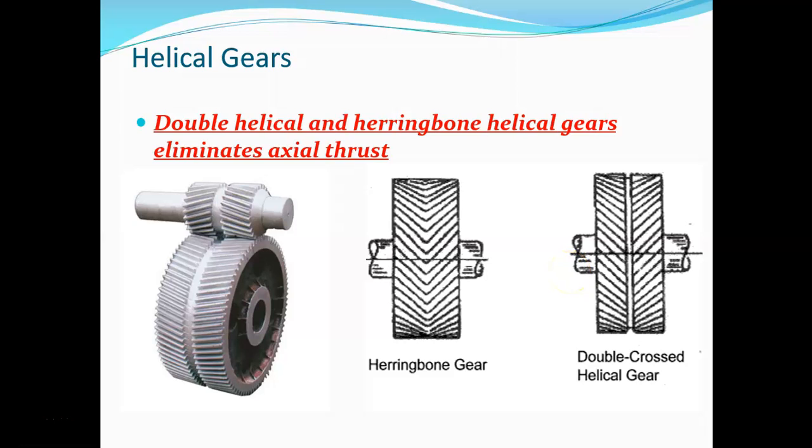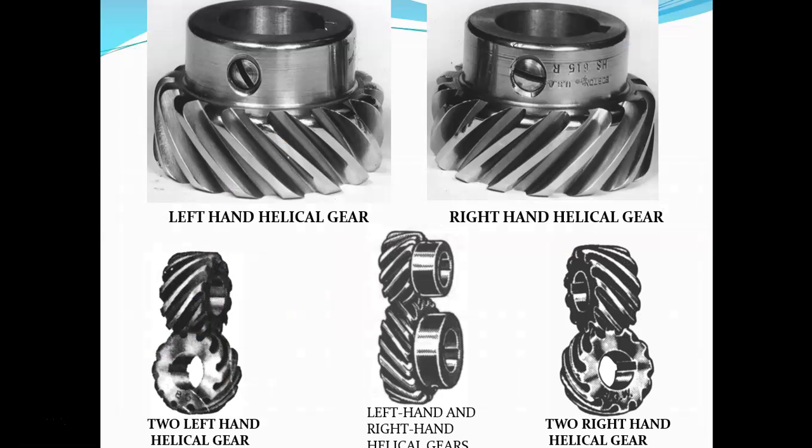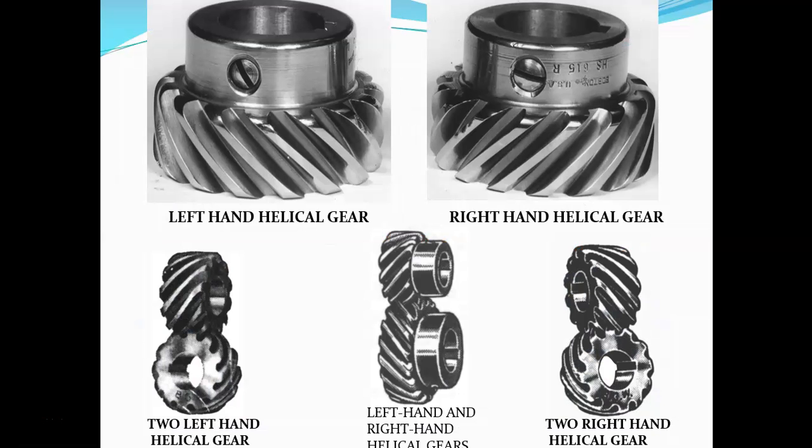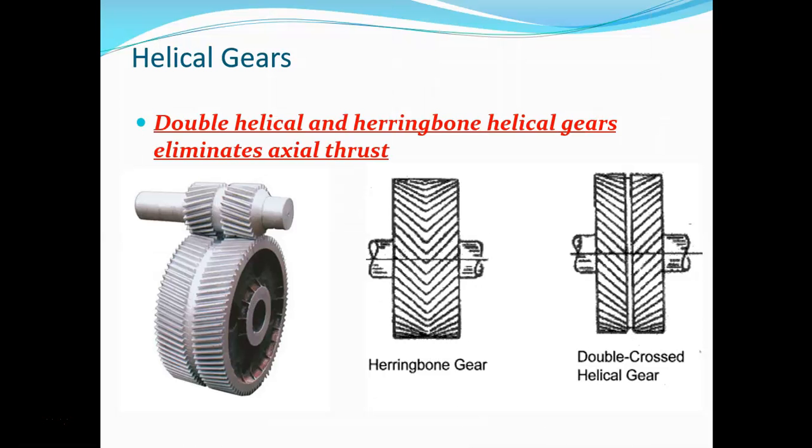So we talked about having a single right hand and left hand helical gear. Go back to a previous slide. The disadvantage of using these is they create axial thrust load. So when those gears are meshed together, they're creating a thrust load down the shaft. Anything attached to that shaft is experiencing that thrust load, like your bearings.